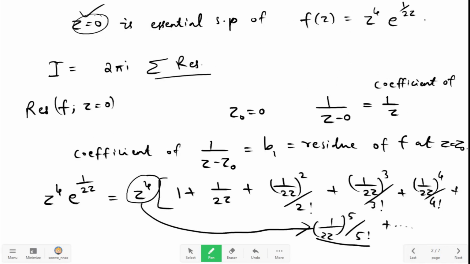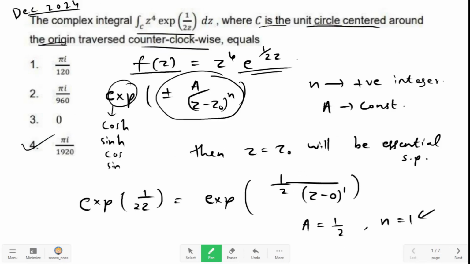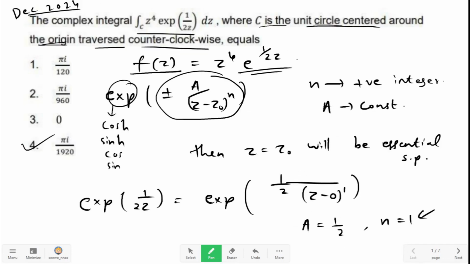Now let us substitute it here for finding the integral. I is equal to 2 pi i times the sum of residues. There is only one residue and the value of the residue is 1 by 32 times 5 factorial. This is equal to pi i divided by 1920. Therefore, the correct option here is option 4. Now, if the contour is traversed in the clockwise direction, then you have to put a negative sign. That is the only difference. But here we have counterclockwise, so we have the positive answer. That's all. Thank you.